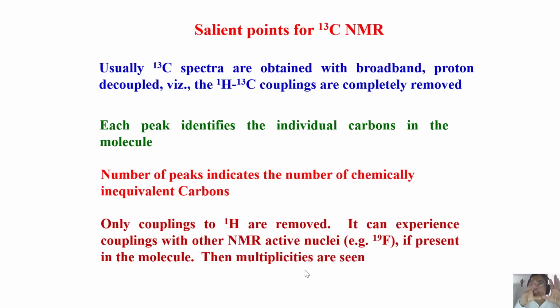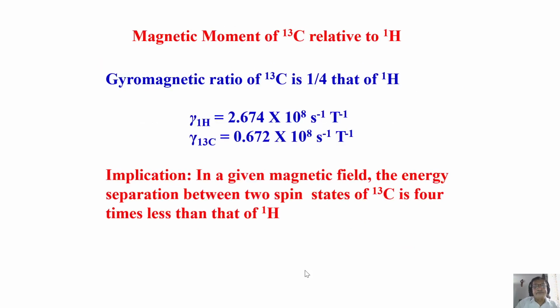Very interesting. So I may want to retain carbon-proton couplings and remove fluorine couplings. I will remove the fluorine couplings. It's possible. I can play with it. This is the beauty of NMR. I can play with the nuclei. I can remove the coupling of a specific nucleus and observe that. So that is what broadband decoupling of heteronuclei is. I'll come to that later.